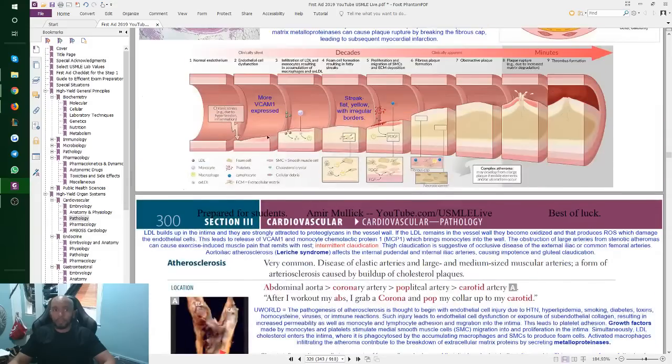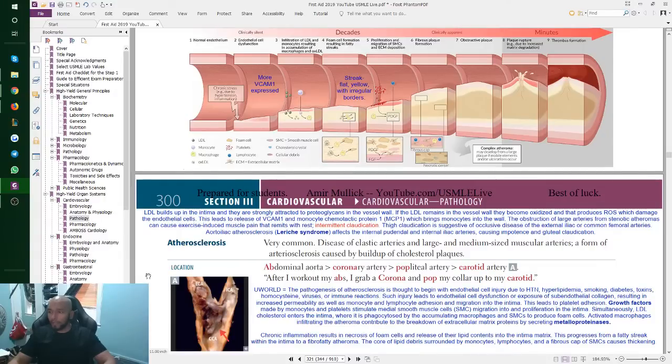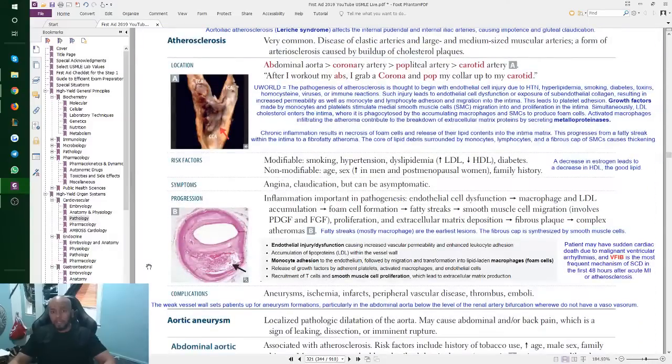Okay. And then I already mentioned VCAM1 here, but there's also something called MCP1. Of course, these are little tiny things that can come up, most likely on NBME rather than Step 1. Step 1 doesn't like picking on things like that, but NBME definitely does. Alright, so if you still have to take an NBME, there's that.